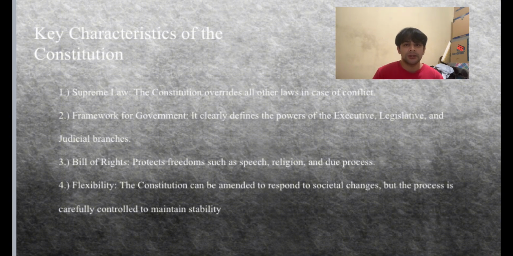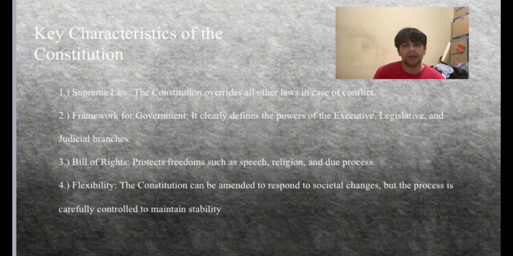Next one is the unwritten Constitution. Basically, you can't find it anywhere because it's not written in any document. It's mainly based on traditions, customs, and maybe religion. More in judicial, I think.